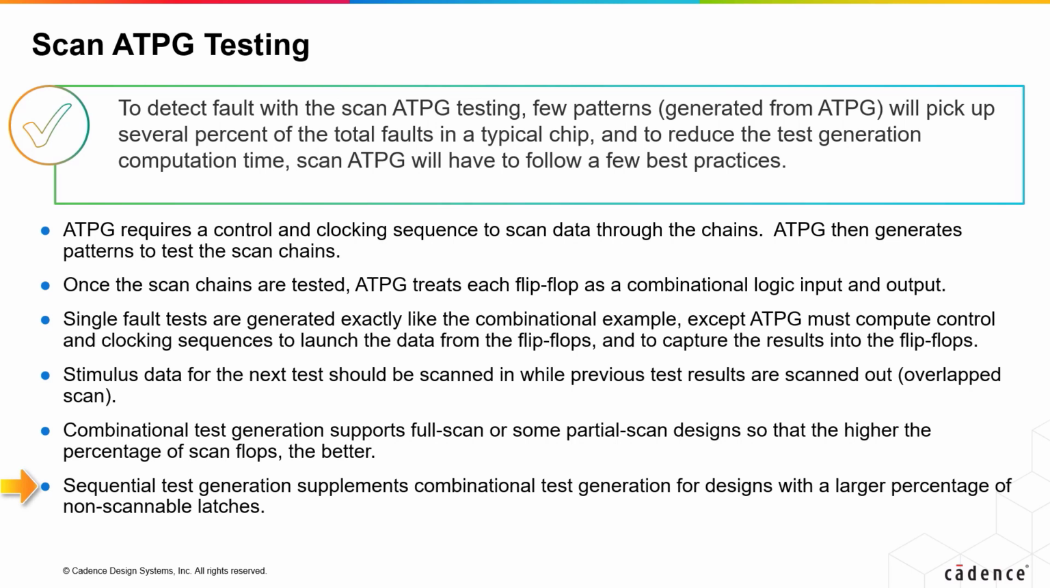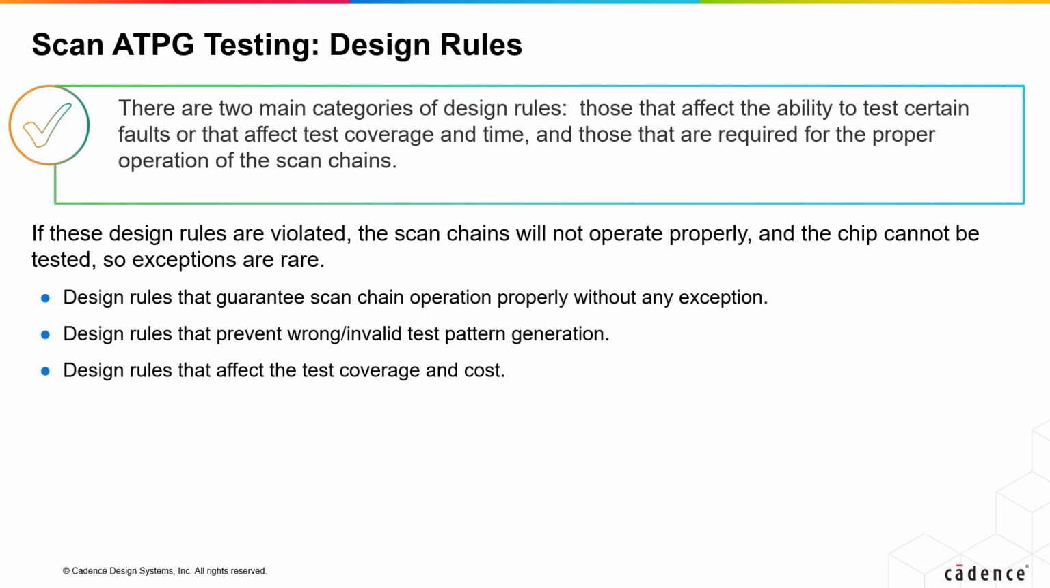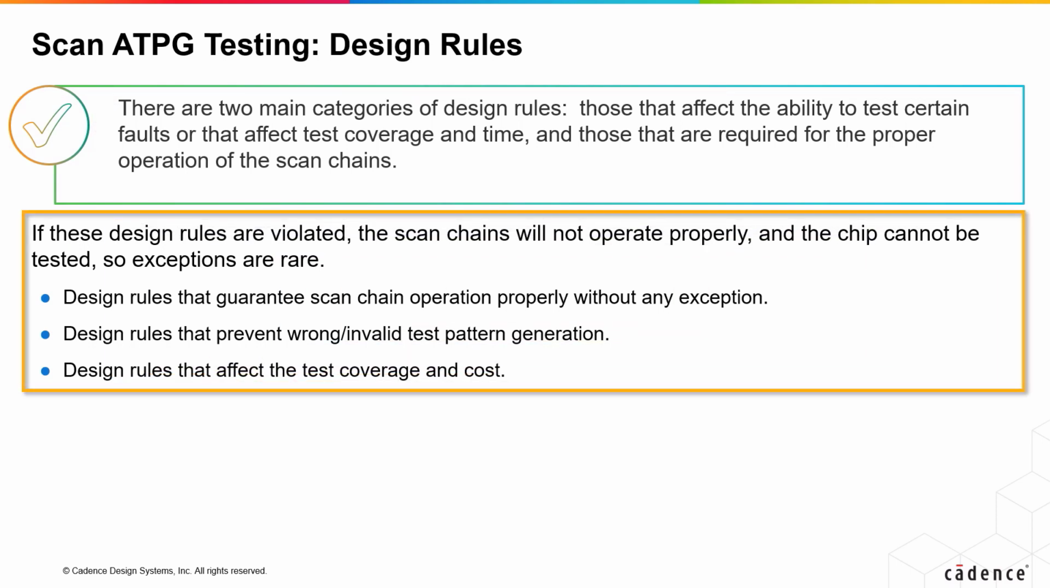In addition, when there are larger numbers of non-scan flops, sequential test pattern generation may be used to supplement or even replace combinational test generation. There are two main categories of design rules: those that affect the ability to test certain faults, or that affect test coverage and time, and those that are required for the proper operation of the scan chains. If these design rules are violated, the scan chains will not operate properly, and the chip cannot be tested, so exceptions are rare.